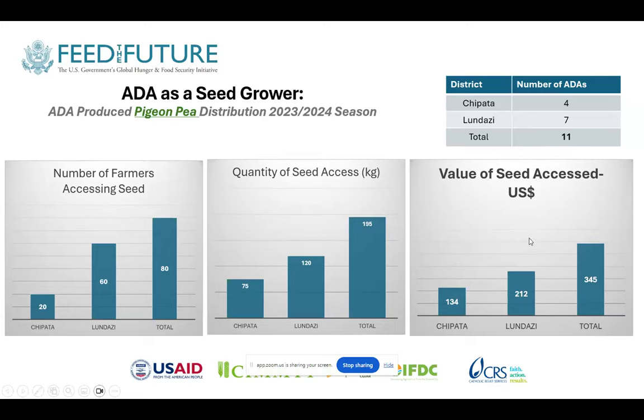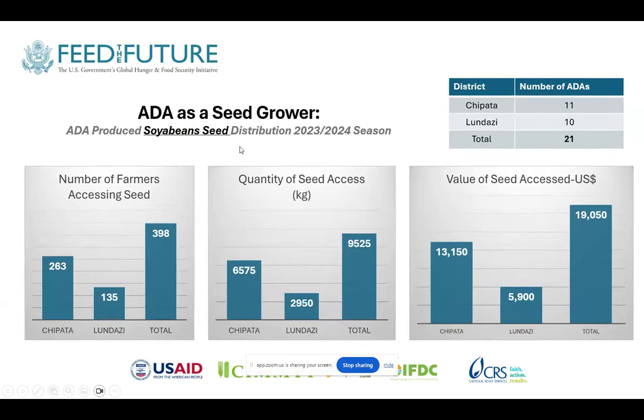You may be questioning why the numbers are so low. This is a crop that is relatively new, seemingly new in the region where we are promoting it. I can say in Zambia, this is not a common crop. So we are still struggling with the adoption.